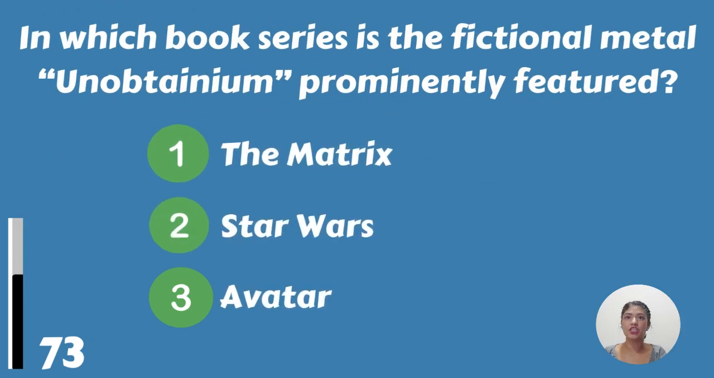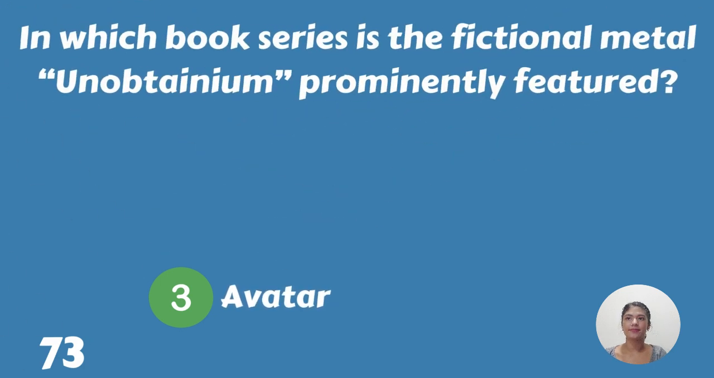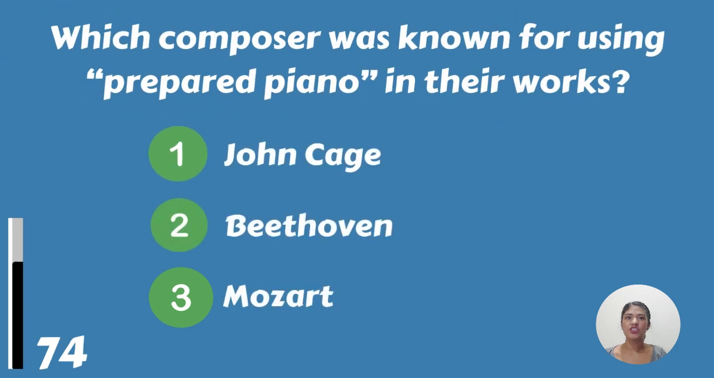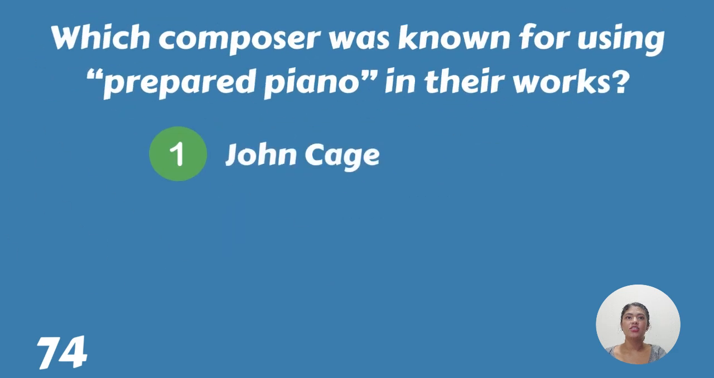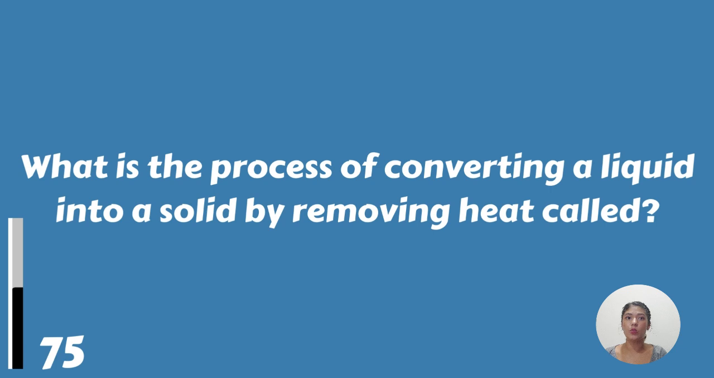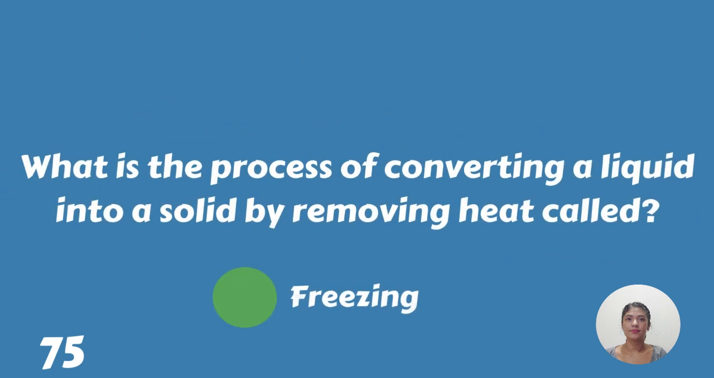In which book series is the fictional metal unobtainium prominently featured? The Matrix, Star Wars, Avatar. Avatar. Which composer was known for using prepared piano in their works? John Cage, Beethoven, Mozart. John Cage. What is the process of converting a liquid into a solid by removing heat, cold? Freezing.